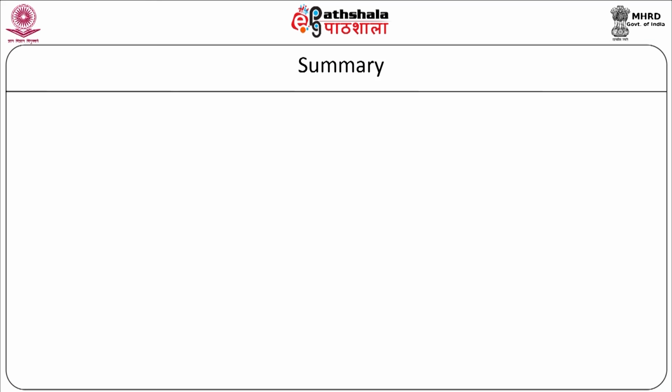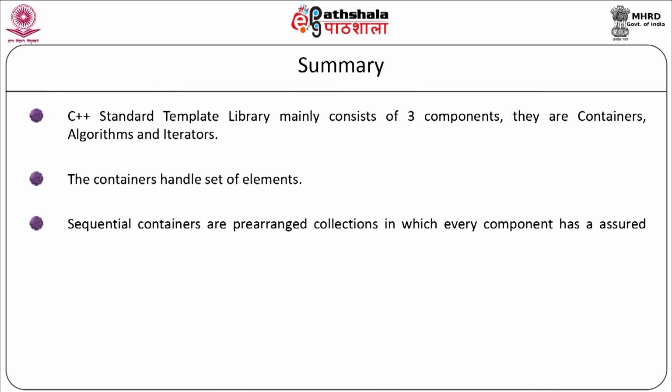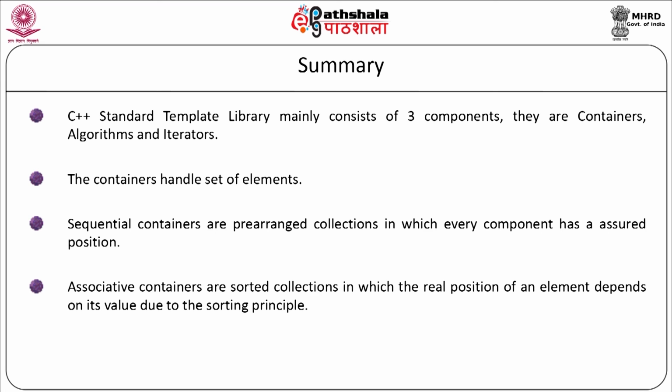A C++ standard template library mainly consists of three components. They are containers, algorithms and iterators. The containers handle sets of elements. Sequential containers are pre-arranged collections in which every component has an assured position. Associative containers are sorted collections in which the real position of an element depends on its value due to the sorting principle. An iterator corresponds to a definite position in a container.